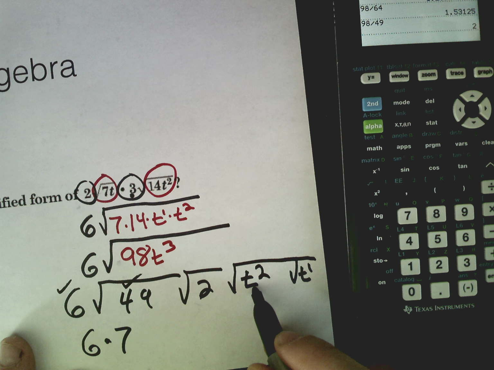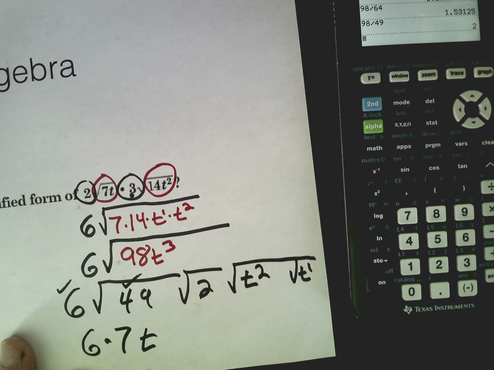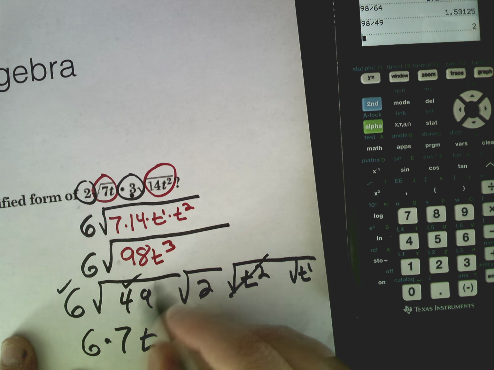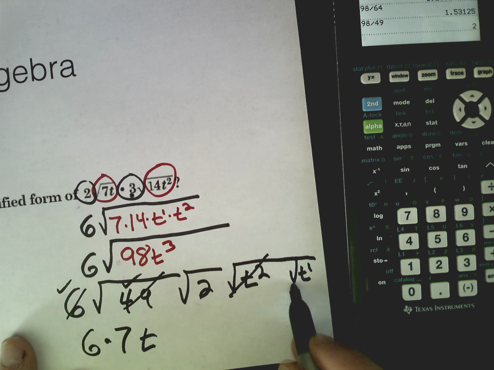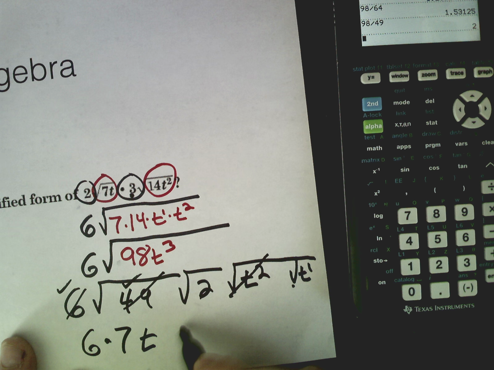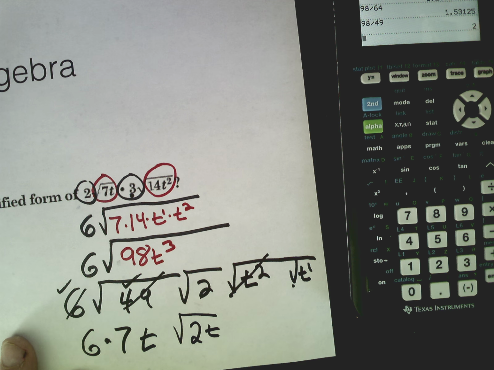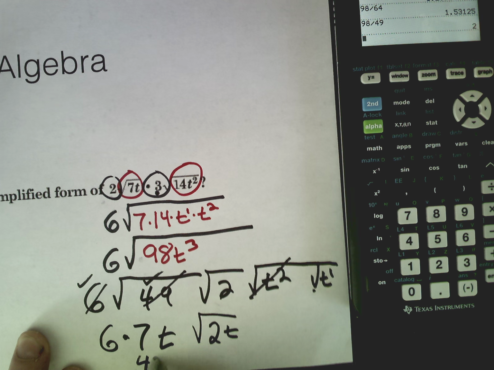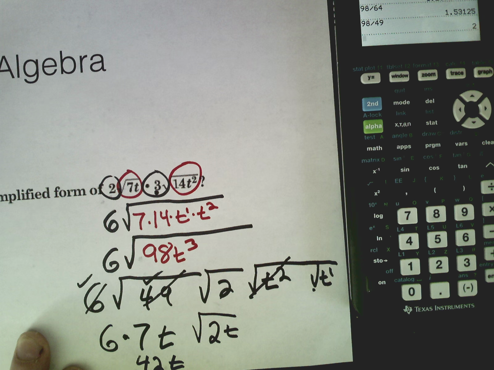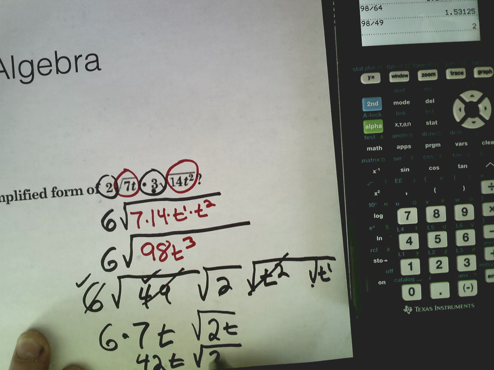T squared I can do. T squared is just t. So I got rid of that one. This one I brought down. Now these two, 2 and t, I can't do anything with, so I'm just going to leave them under the radical. 2t, 2 times t. 6 times 7 is 42. So I have 42t square root of 2t. So we took something that looked really complicated, and we made it simplified.